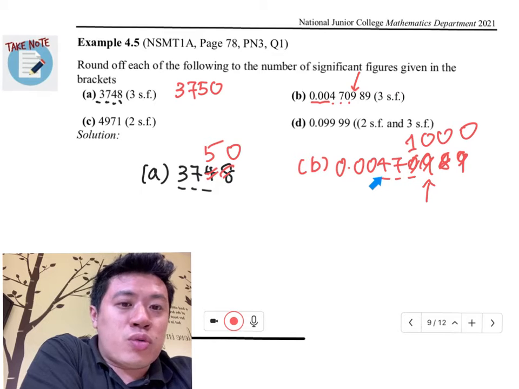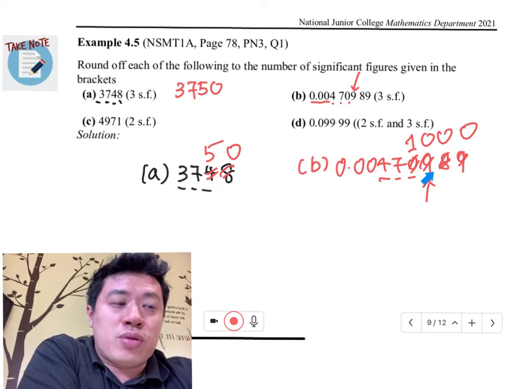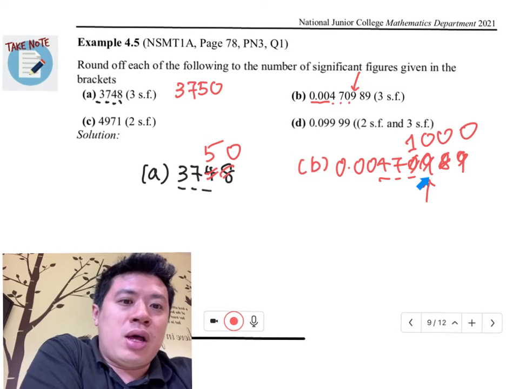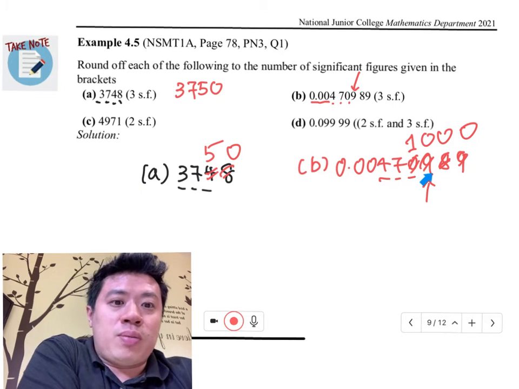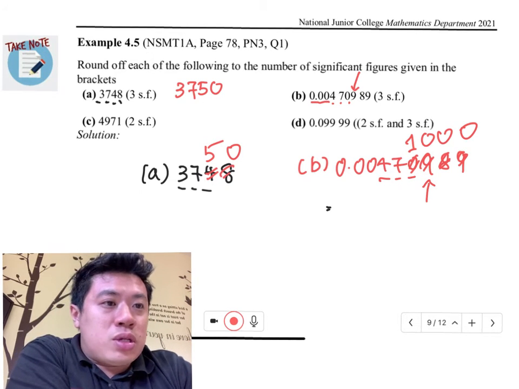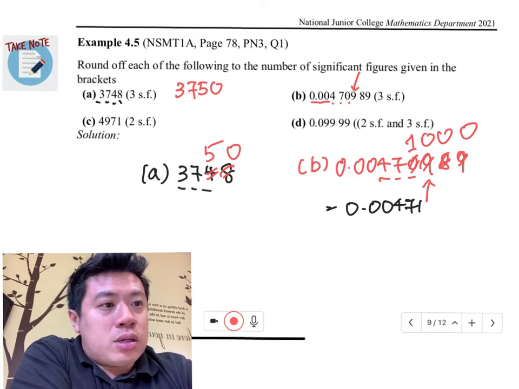Again, just to recap, for 3 sig fig, I will look at the fourth one. The fourth non-zero number, check if it's 5 or above, or is it less than 5. 5 or above I round up, less than 5 I round down. So with this your answer will be 0.004771. And yep, this is the answer.